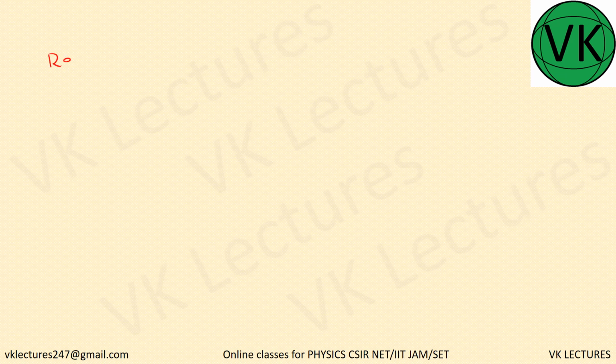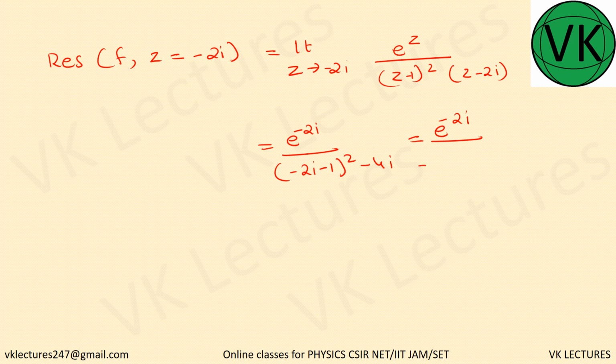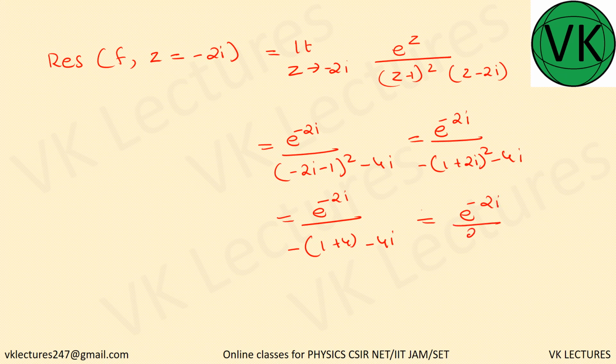Then residue of f(z) at z is equal to minus 2i is equal to limit z tends to minus 2i of e raised to z divided by (z - 1) whole square into (z - 2i), which is equal to e raised to minus 2i divided by (minus 2i minus 1) whole square into minus 4i, is equal to e raised to minus 2i divided by minus of (1 plus 4 minus 4i), equal to e raised to minus 2i divided by 20i.